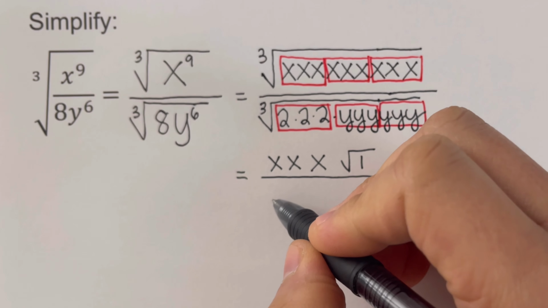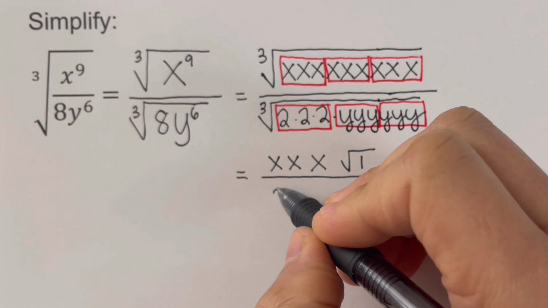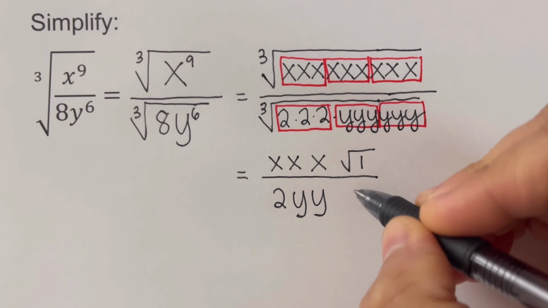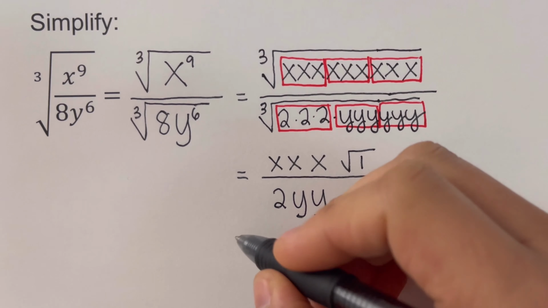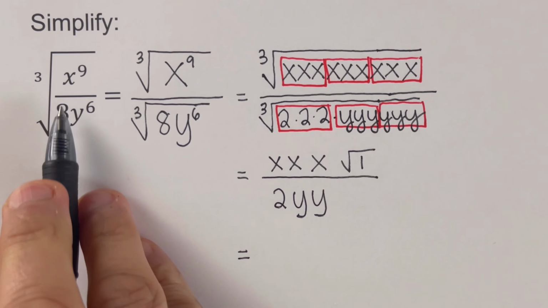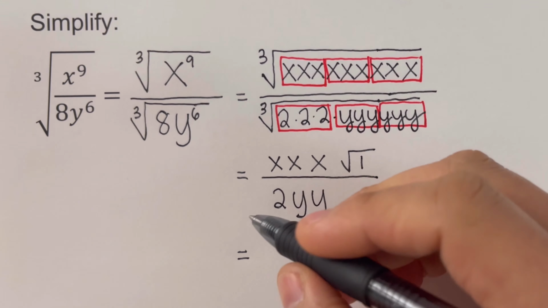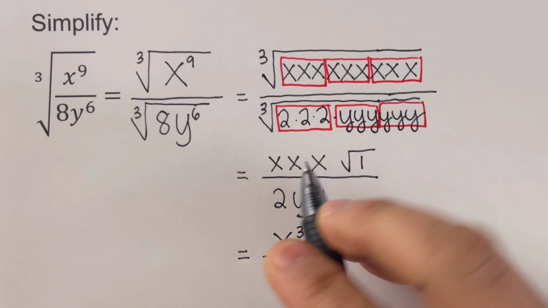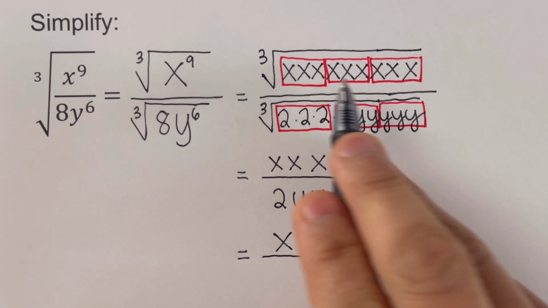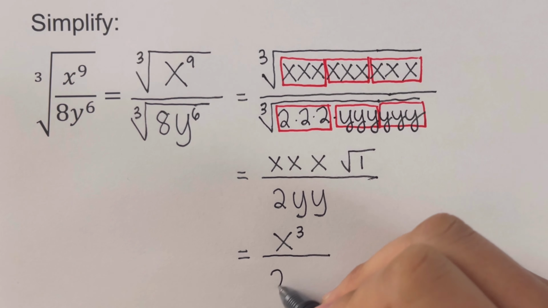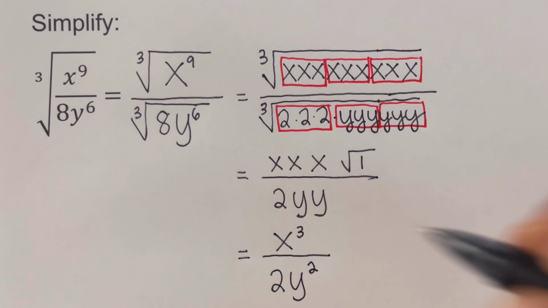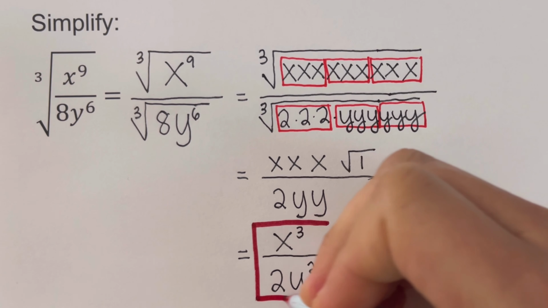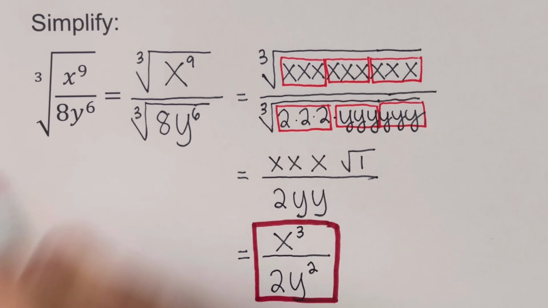So we also have here one group of 2, and then another group of y, and then another group of y, and then nothing is left. So pretty much this expression that we have right here can be written in its simplified form as x to the third, because there's like 3x's and nothing is left inside the radical. And then we have 2y squared.